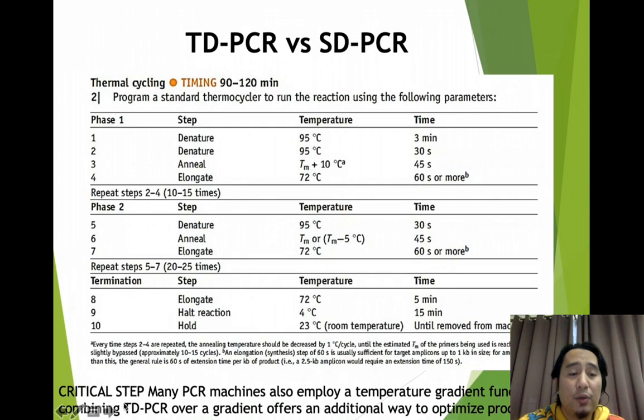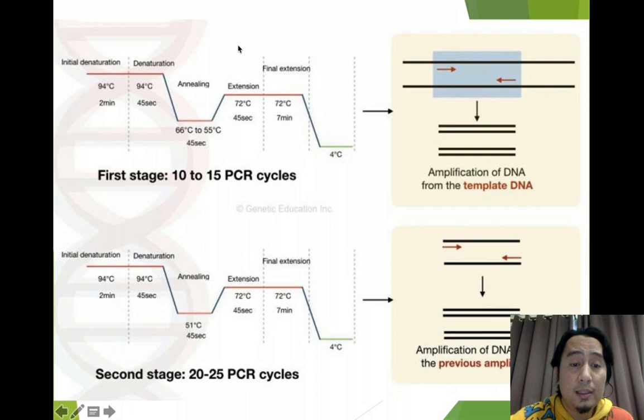So, a critical step: many PCR machines also employ a temperature gradient function, and combining TD PCR with a gradient offers an additional way to optimize the product. So we also call it gradient PCR. Okay, so I put here a schematic diagram of the TD.